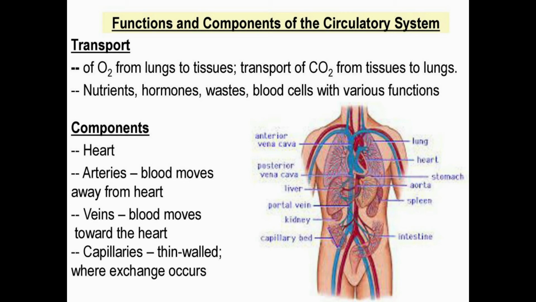Okay, so there are three types: arteries, veins, and capillaries. Arteries are the blood vessels which take blood from the heart to different parts of the body, and the veins are the blood vessels which take the blood from different parts of the body to the heart.